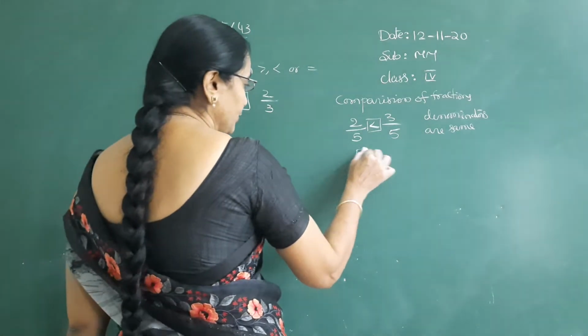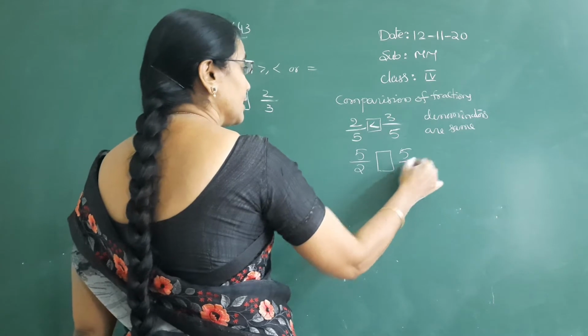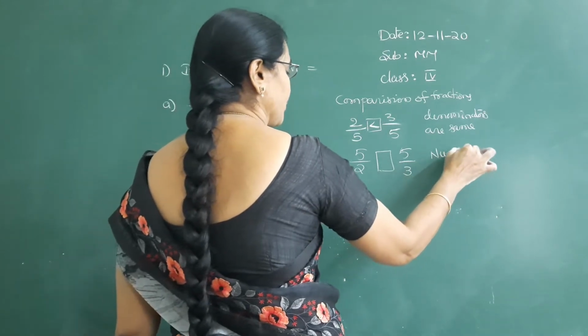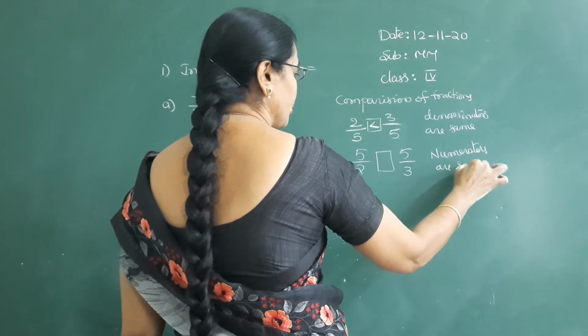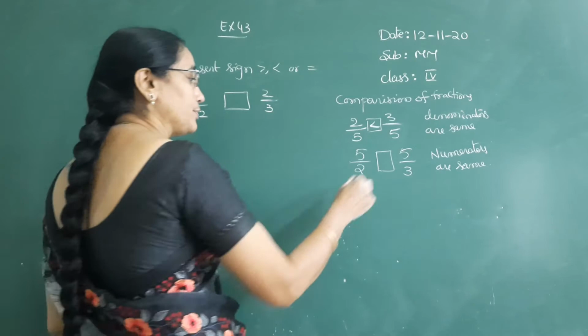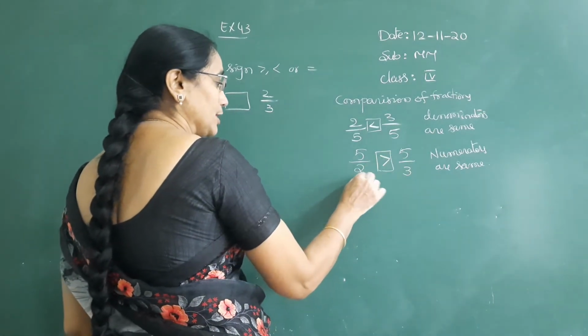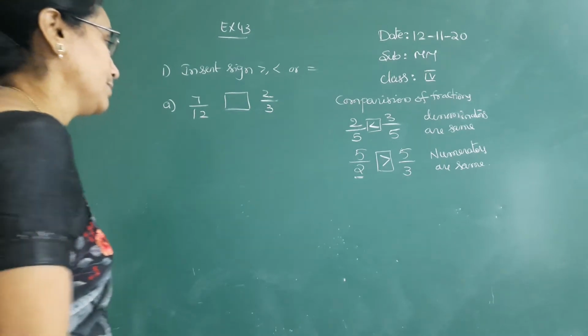In the case of numerators are same, for example like this, here numerators are same. In the case of numerators are same, where the denominator is small, that fraction is greater. Here denominator 2 is small, so 5 by 2 is greater.